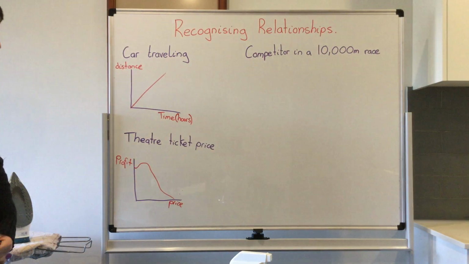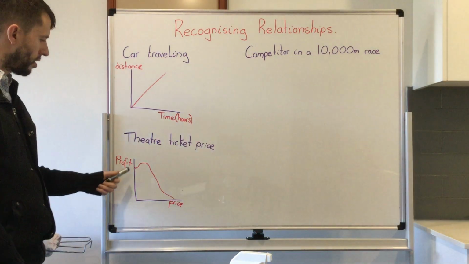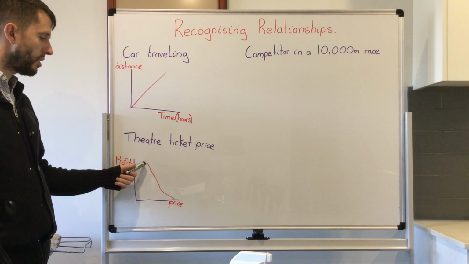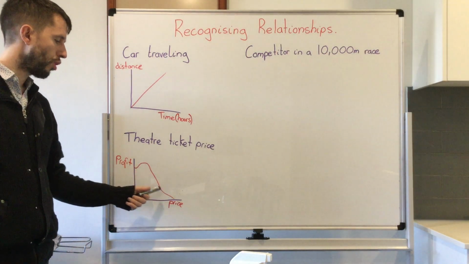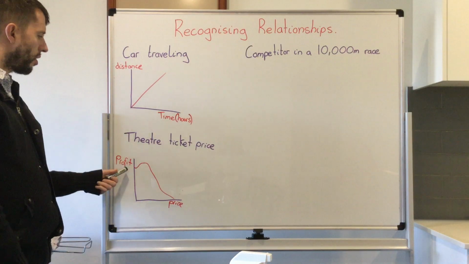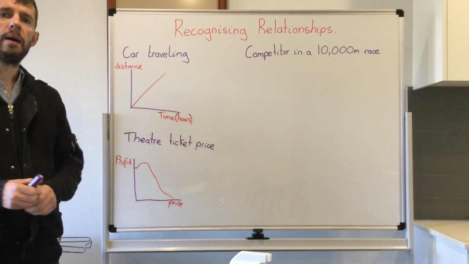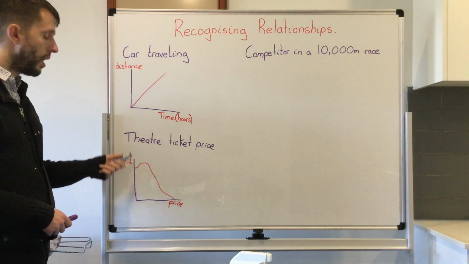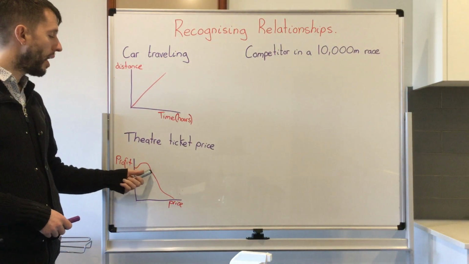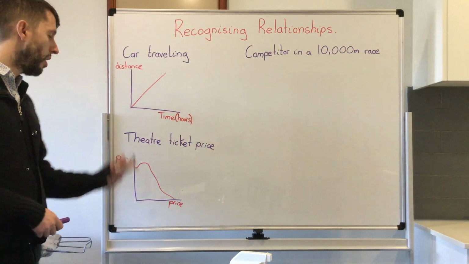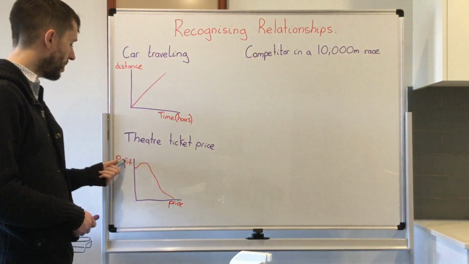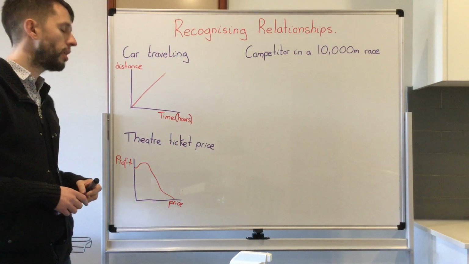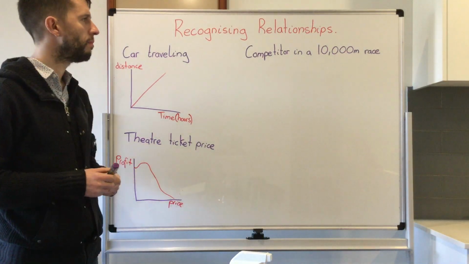Let's have a look at this next one. Theatre ticket price. It goes up slightly when price is increased, and then the profit starts to go down. So the relationship is that slightly increasing the tickets will result in increased profits, but the higher the price, the less profits, because the effect is that there'll be less people going to the theatre because the prices are too high.